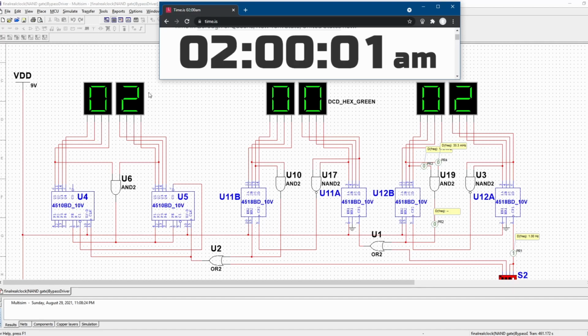And there it is. It is now 2 a.m. The hours switch to 2, the minutes switch to 0, and then the seconds are counting up once again. So this clock is working very effectively and reliably.